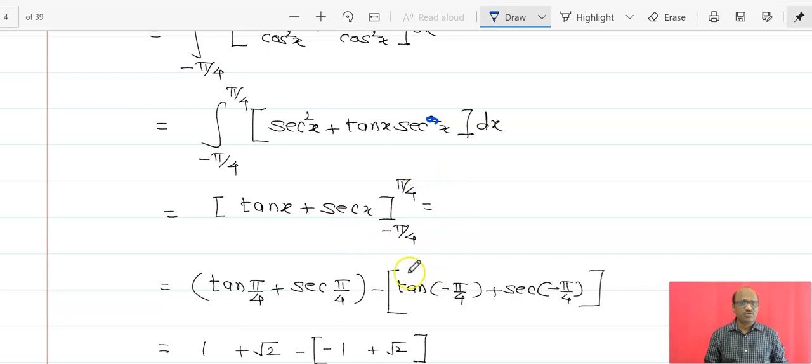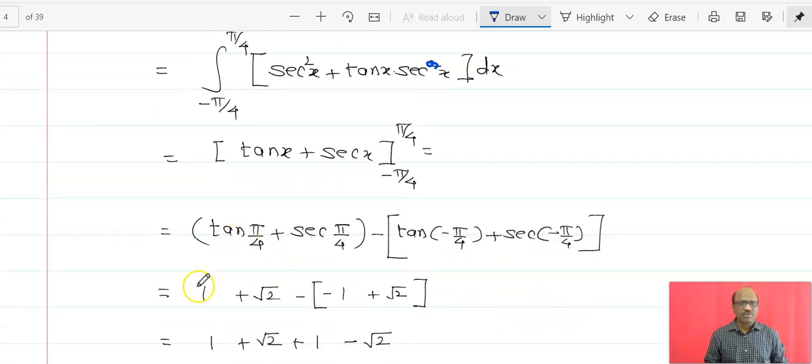Again the upper limit and the lower limit. Upper limit minus lower limit. That is tan of pi/4 plus sec of pi/4, minus in bracket tan of minus pi/4 plus sec of minus pi/4. Tan of pi/4 is 1, sec of pi/4 is root 2. Minus in bracket, tan of minus pi/4 is minus 1, and the sec of minus pi/4, the reciprocal of sec is cos, and cos is positive in the fourth quadrant. Therefore, sec of minus pi/4 is root 2.